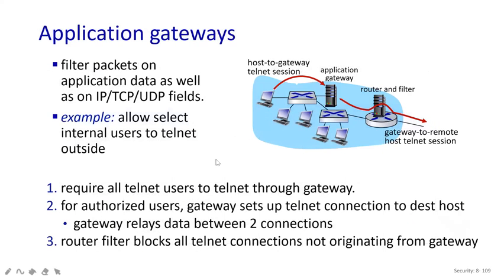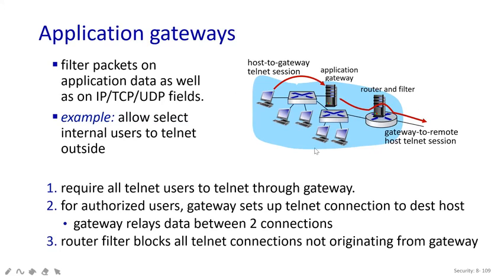Now the next one is application gateways. How are we going to utilize application gateways? They filter packets on application data as well as on IP, TCP or UDP fields. So you have to filter all the packets on application data by utilizing these kinds of fields. For example, it allows select internal users to telnet to outsiders. Here you can see the diagram.